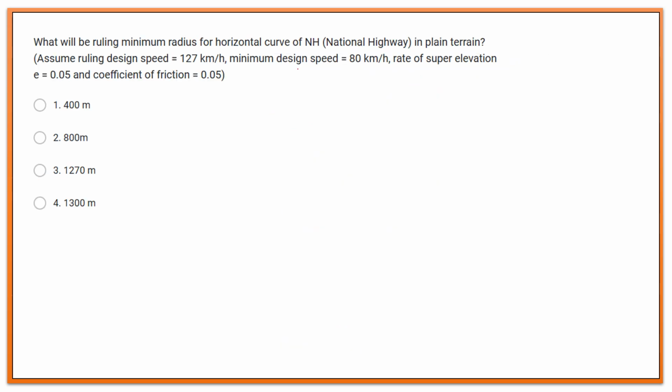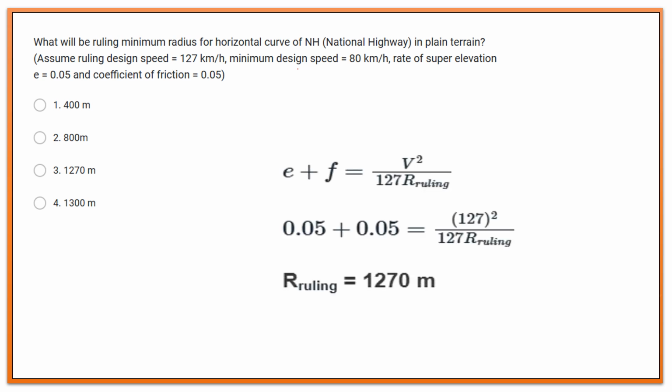Third question. What will be the ruling minimum radius for horizontal curve of national highway in plain terrain? Assume ruling design speed 127 km per hour, minimum design speed 80 km per hour, rate of superelevation is 0.05 and coefficient of friction is 0.05. So this is the formula to calculate the ruling minimum radius, which is e plus f is equal to V square divided by 127 R ruling.